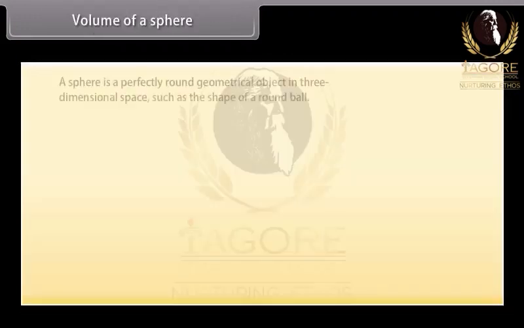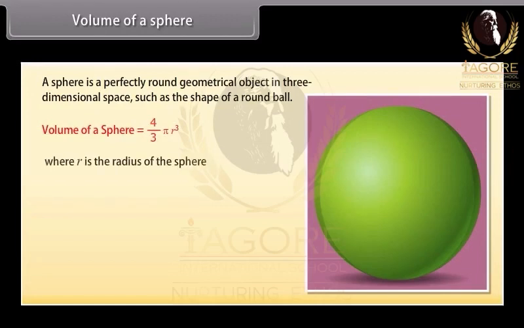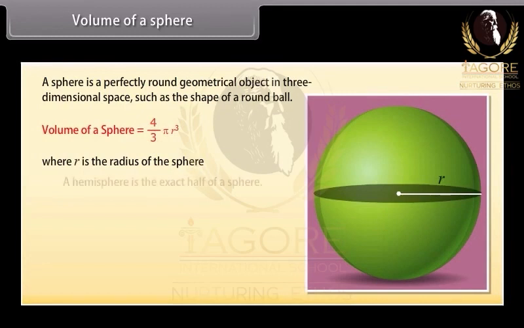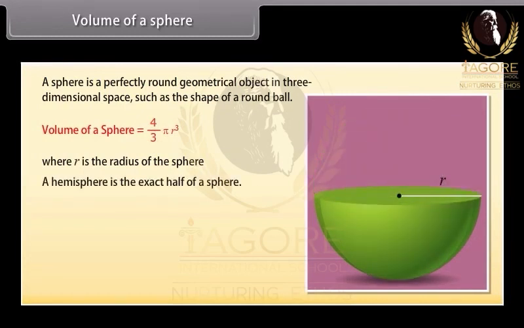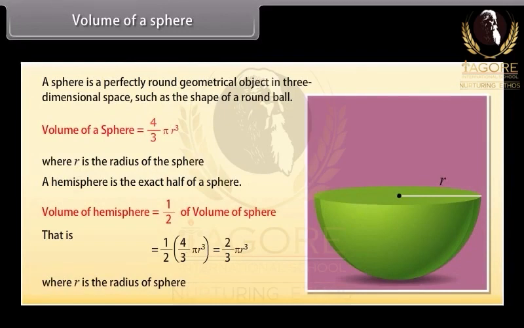Volume of a sphere. A sphere is a perfectly round geometrical object in three-dimensional space, such as the shape of a round ball. The volume of a sphere is given by 4 upon 3 pi r cube, where r is the radius of the sphere. A hemisphere is the exact half of a sphere, and its volume is half the volume of a sphere. That is, volume of hemisphere is 1 upon 2 into 4 upon 3 into pi r cube, which is equal to 2 upon 3 pi r cube, where r is the radius.